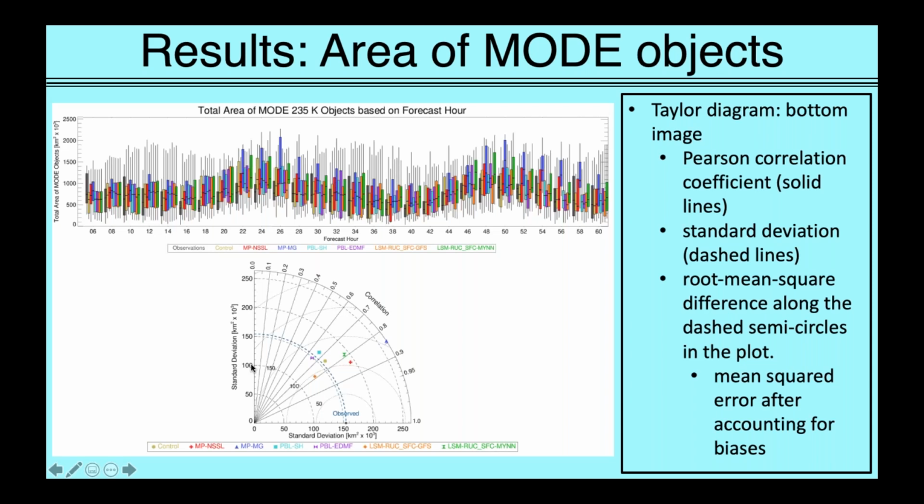And pretty much what the root mean squared difference is, it's a mean squared error, but we are accounting for the bias. So if we can see up here, a lot of these models have more area that is encompassed by objects than in the observation. If we account for the fact that there is more area encompassed by the forecast and normalize those out, the root mean squared difference is the difference between the observations and the normalized configuration area.